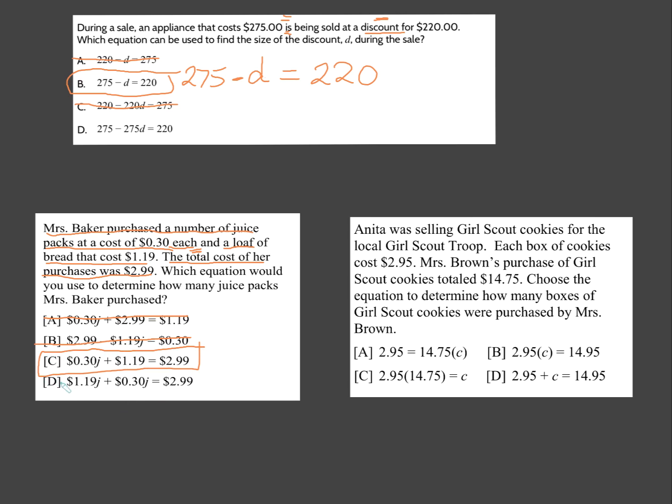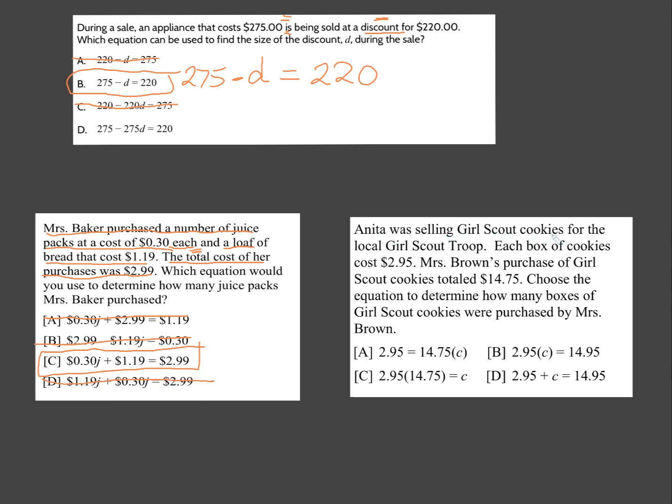Let's look at it. Now we know the $1.19 is the bread. How are you taking the loaf of bread and multiplying it by J juice? Those are not alike terms. Remember, here's a key thing: like terms with like terms. $1.19 is the bread, and you're multiplying it with the juice. So right away, my answer is not D.